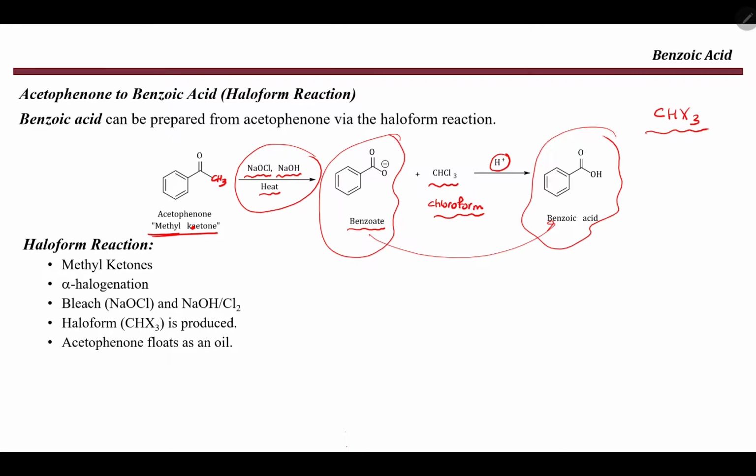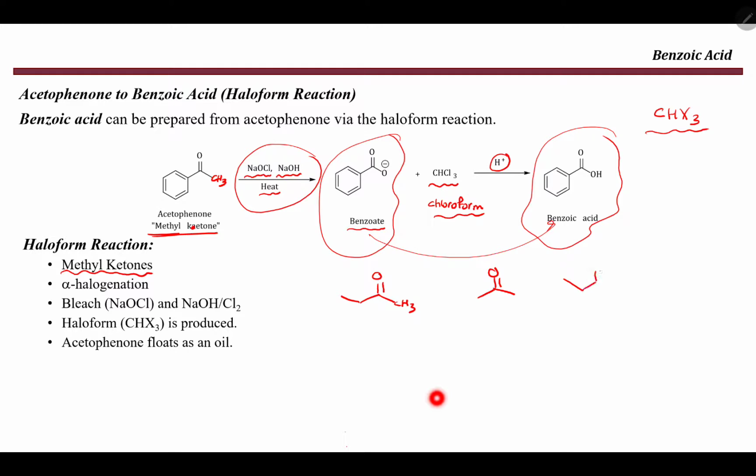So what is the haloform reaction? This is a reaction which is specific for methyl ketones. If the ketone is not a methyl ketone, the reaction doesn't work. For example, this is considered a methyl ketone. Why? Because we have a CH3 group here. This is a methyl ketone.